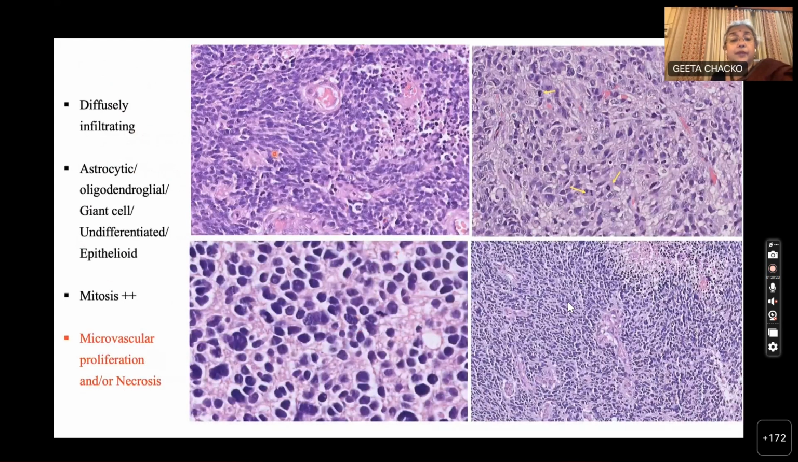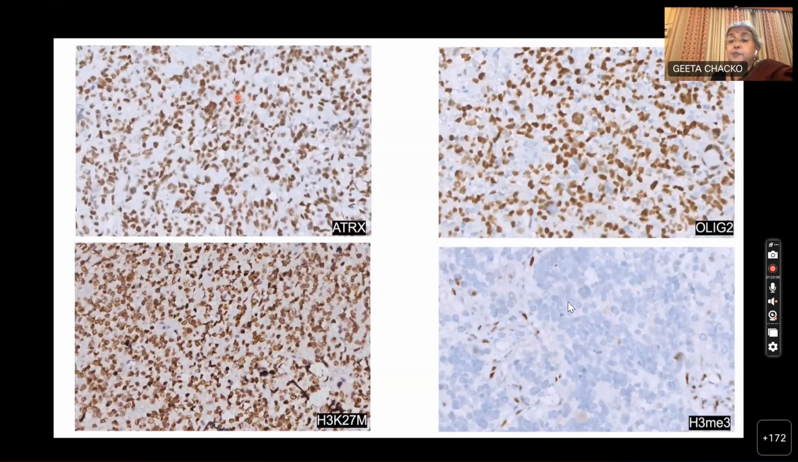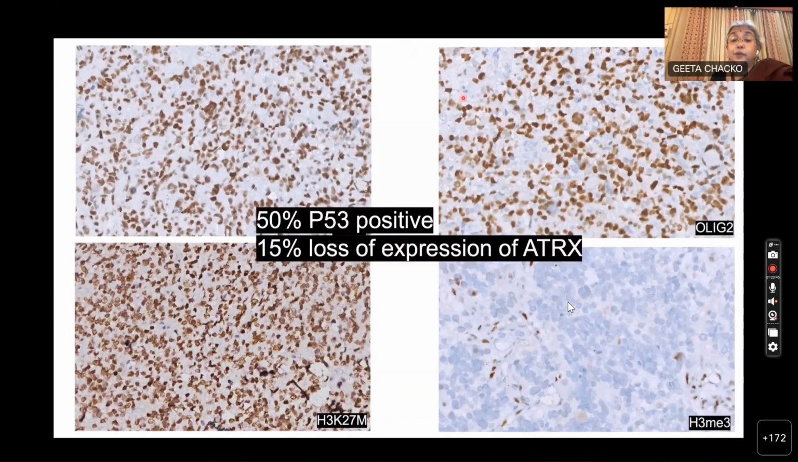So here's a high-grade tumor with an astrocytic morphology. Here, a very hypercellular pleomorphism. You may or may not see vascular proliferation and necrosis. It's got retained expression of ATRX. It's IDH-2 positive. H3K27 is mutant, and there's loss of expression of trimethylation protein. So 50% of these tumors are P53 positive, and there are a few that show loss of expression of ATRX. But based on the location and based on these two markers, one makes that diagnosis.